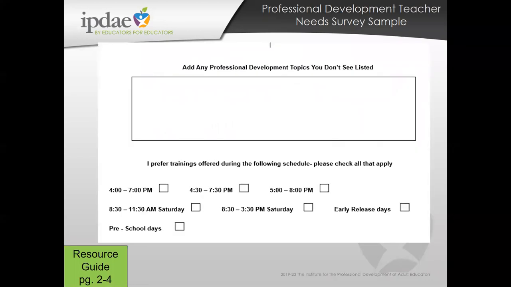On the final page of the survey, we included an expandable text box for teachers to make their own professional development topic suggestions. And even if we have only one or two suggestions for a particular topic, a follow-up survey may be sent with those ideas to gauge additional teacher interest before we schedule a workshop in that focus area. As I mentioned before, we offer a wide range of days and times, as well as early, pre-release, preschool, and Saturday options.